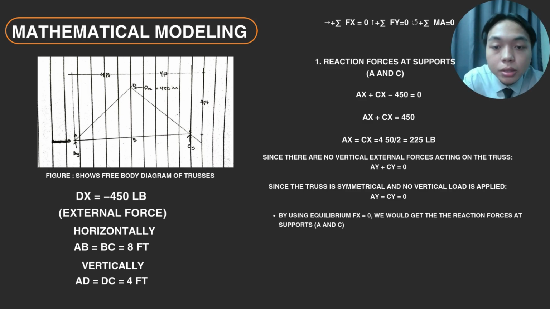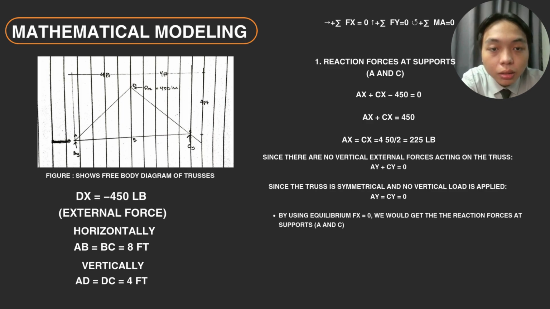The minus 450 pounds means it's the external force. And then horizontally, as you can see, AB to BC is 8 feet, left to the right side. And vertically, the height would be AD to DC, which is 4 feet, the height of the vertical side.